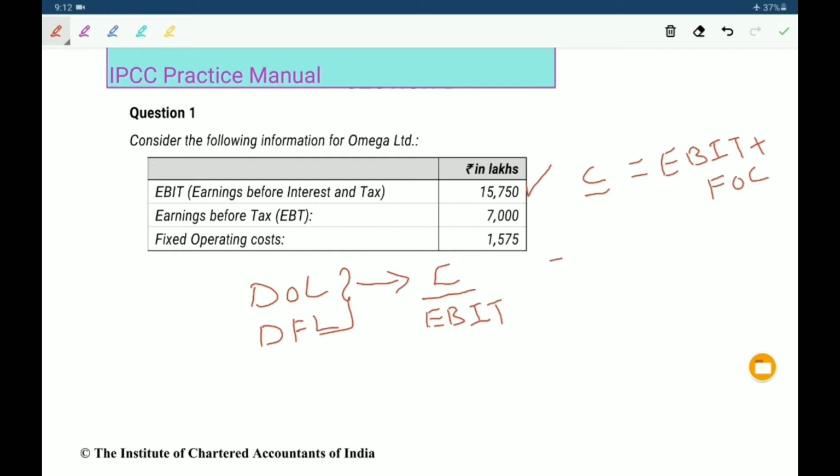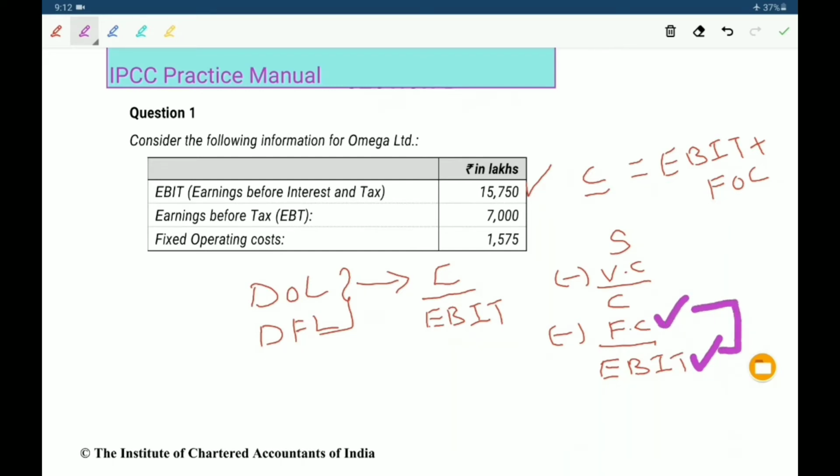How can we get that formula? Sales minus variable cost gives contribution. Contribution minus fixed cost gives EBIT. Now we have EBIT and fixed cost. By adding these we can get contribution. Let's find out contribution: 15,750 plus 1,575. 17,325 is the contribution.